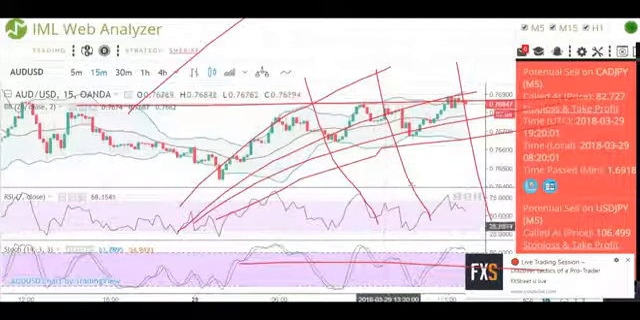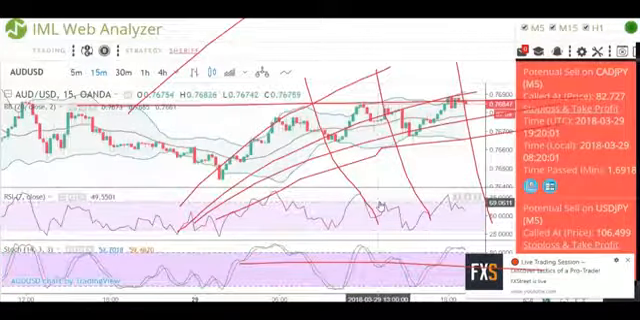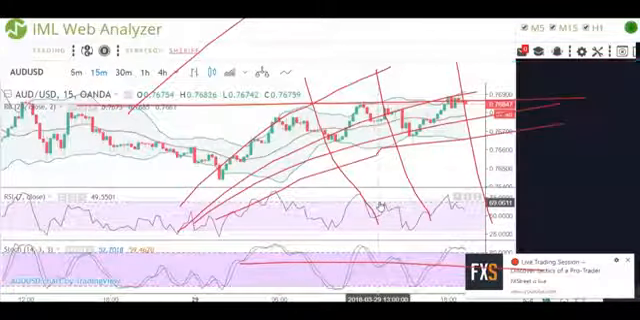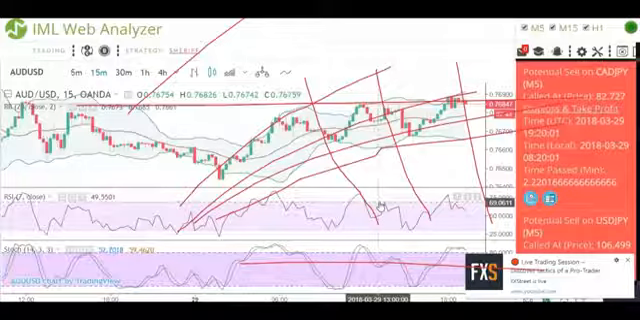70-30. Now, for those of us that don't understand what the RSI does, RSI is the Relative Strength Index. It shows you when the market is overbought or oversold.